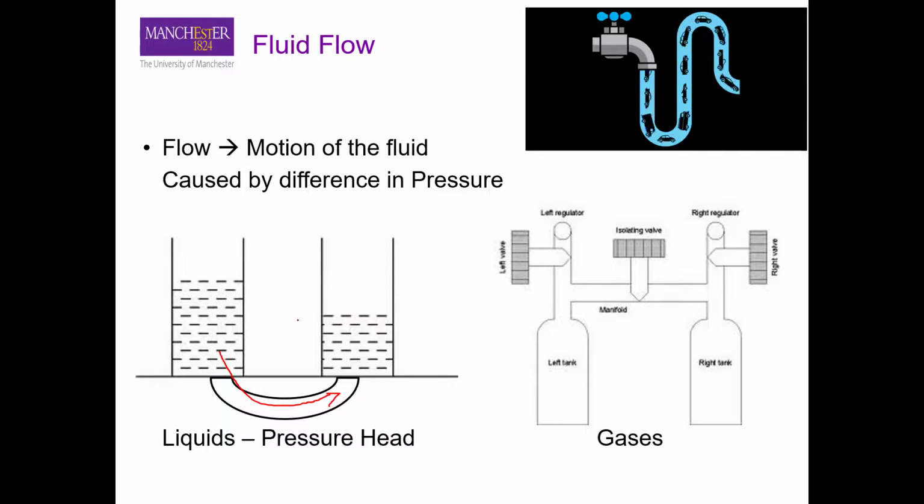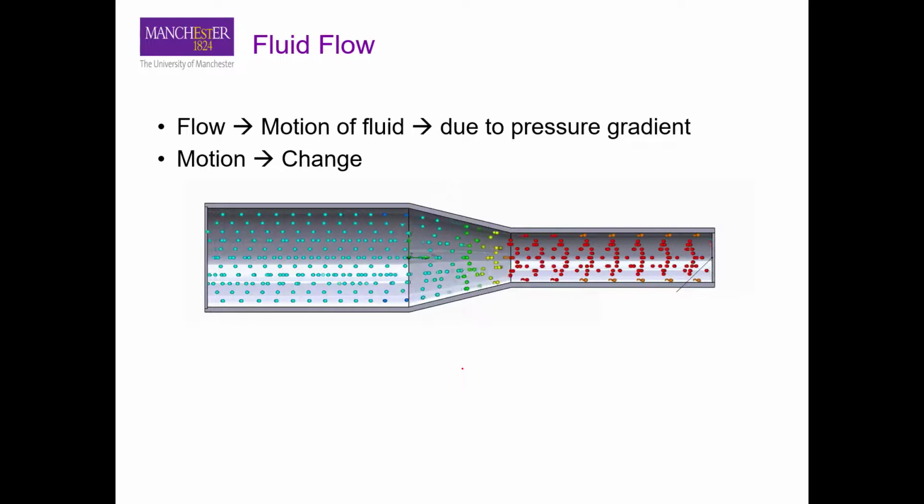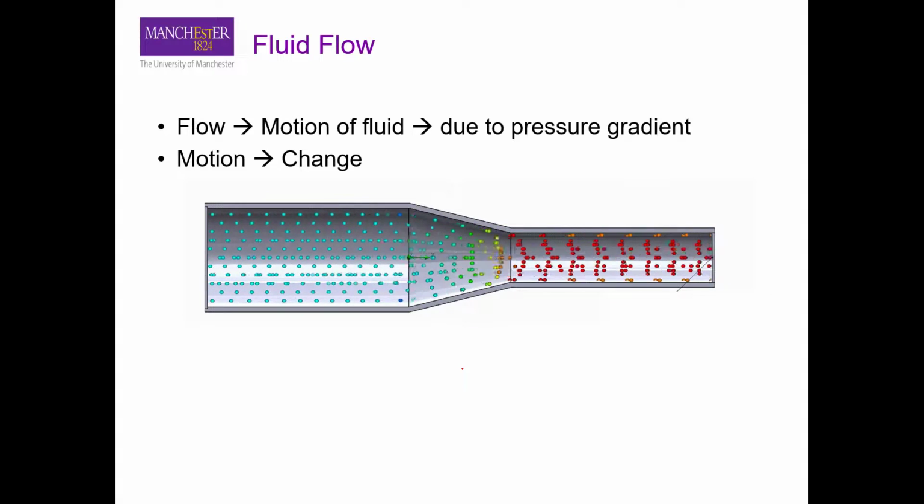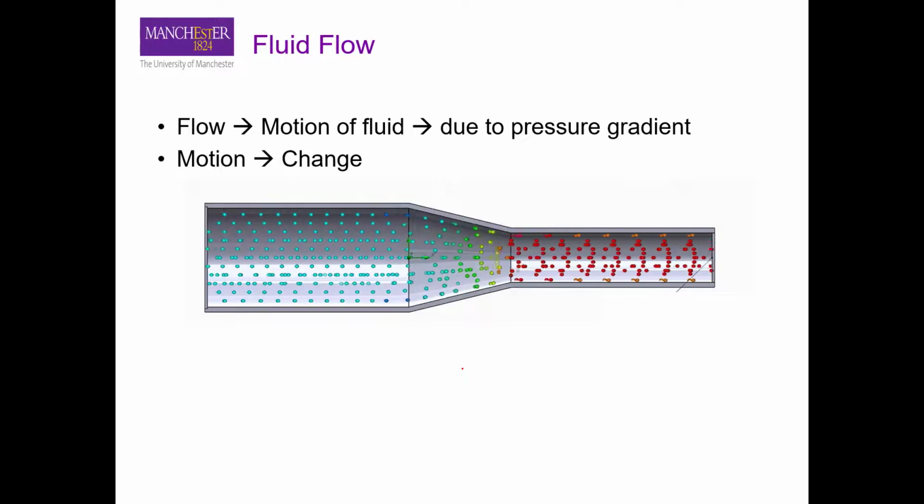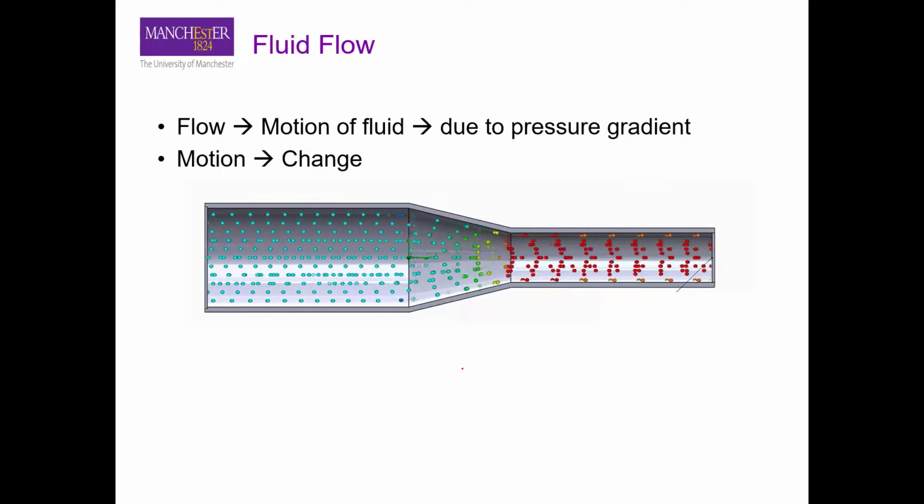But once the level in these two columns becomes equal, there is no flow anymore because there is no pressure gradient. Similarly, for the case of gases, you have two tanks connected, let's say, through a valve. And if I open this valve, tank one, let's say, is at high pressure, and the second tank is at low pressure. So the gas will move from the high pressure tank to the low pressure tank.